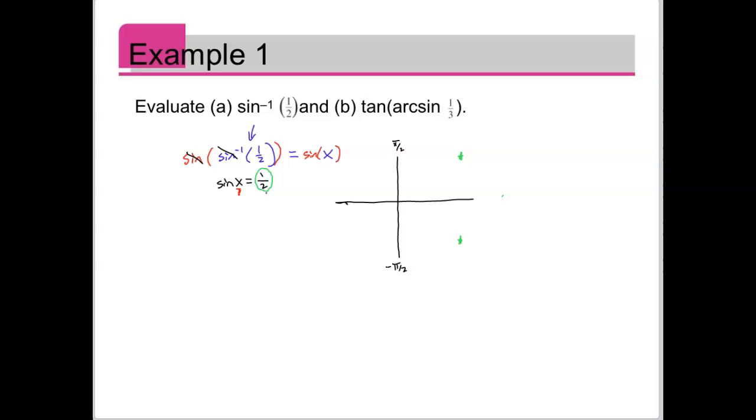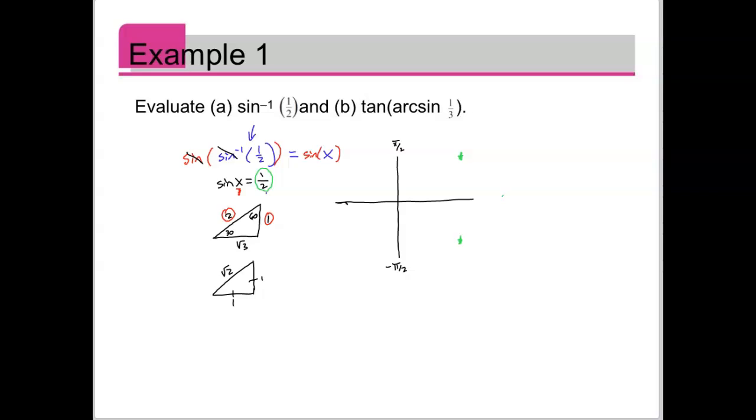So I'll remind you about the ratios. 30, 60, 90, we have 1, 2, rad 3. 45, 45, 90, we have 1, 1, rad 2. So 45, 45, 90, you could get 1 over rad 2, but you can't just get 1 over 2. 30, 60, 90, you can get a ratio of 1 over 2.